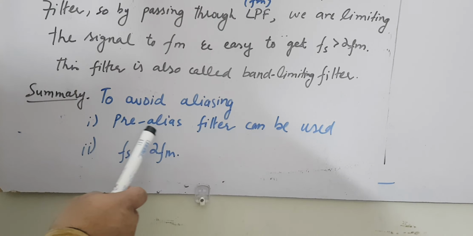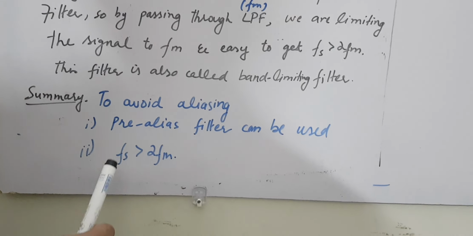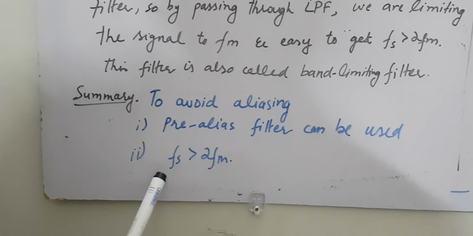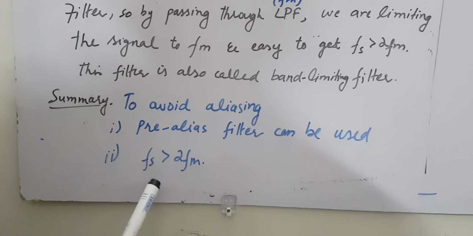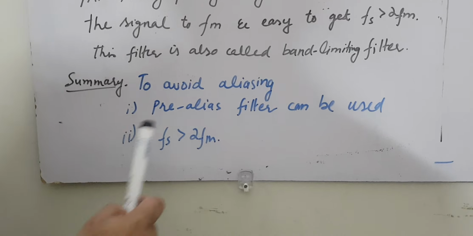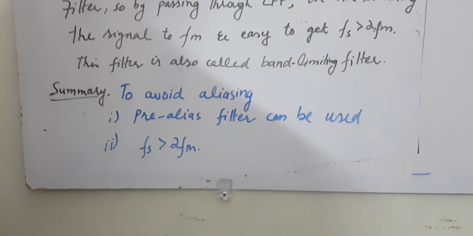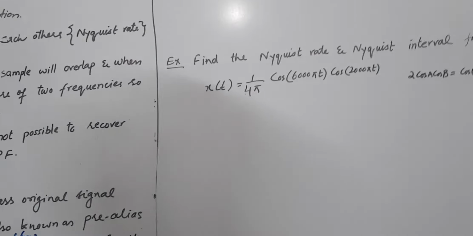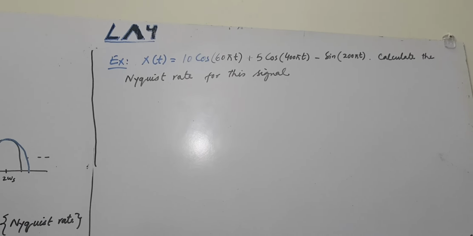The first, you can use a pre-alias filter. The second solution is that you must always satisfy this condition that the sampling frequency is bigger than the modulating frequency. So let's do some numericals, and then we can understand a bit more.